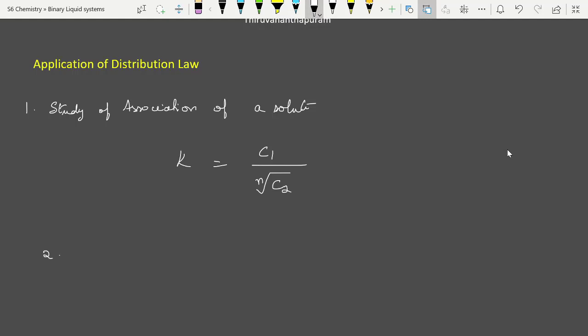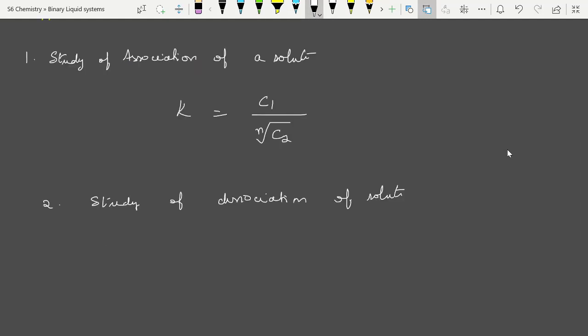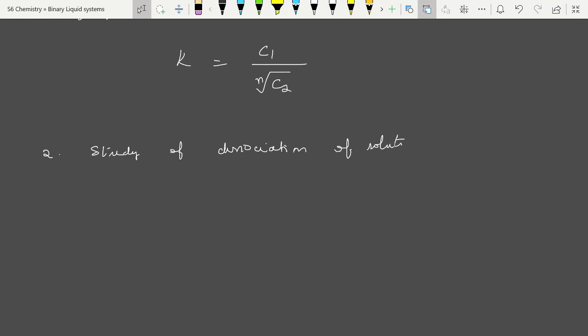Second one is study of dissociation of solute. When a solute undergoes dissociation in one of the solvents in which its concentration is C2, but it is existing as a normal molecule in the other solvent where its concentration is C1, then the distribution law gets modified. It is written as K is equal to C1 divided by C2 into 1 minus alpha, where alpha is the degree of dissociation of the solute in the solvent.